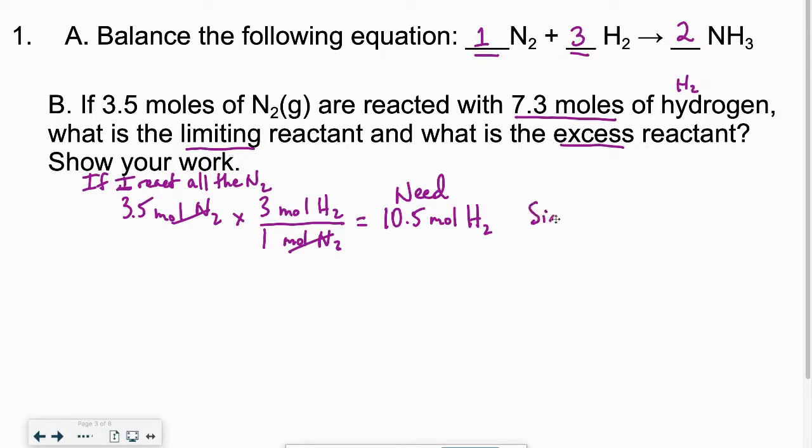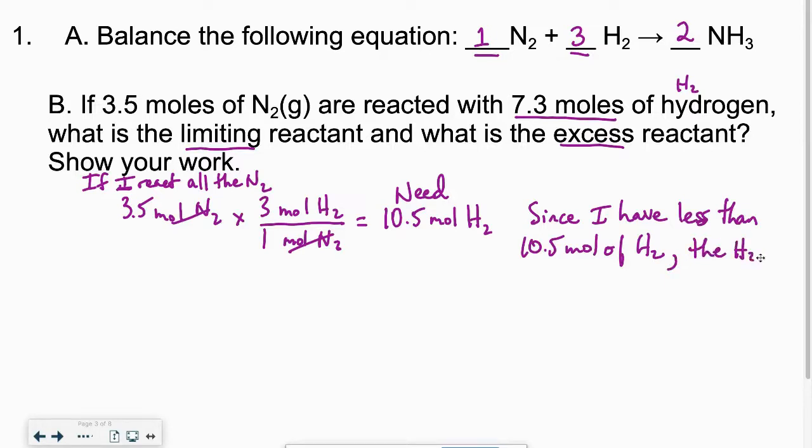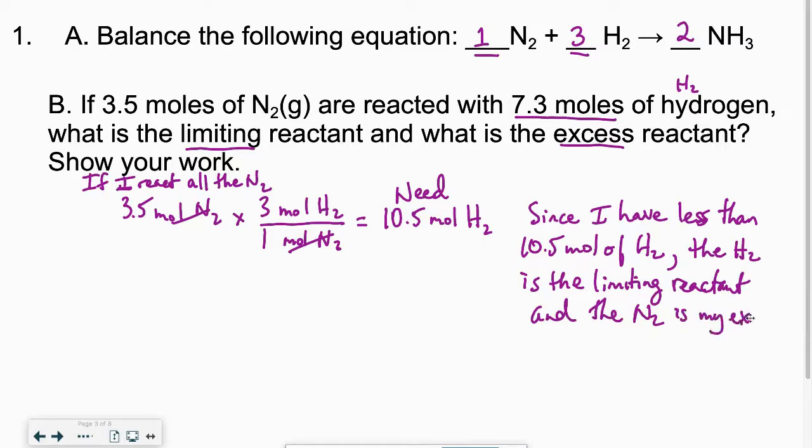So I can write that since I have less than 10.5 moles of hydrogen, the hydrogen is the limiting reactant, right? I don't have enough to react all of the nitrogen. And the N2 is my excess reactant.